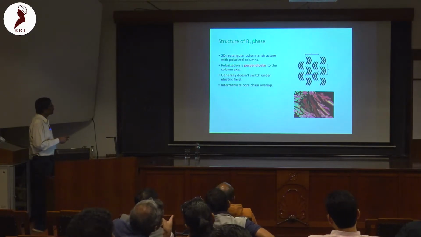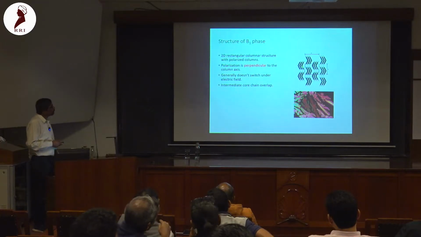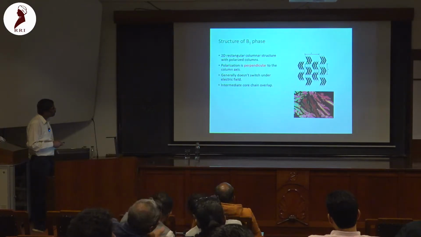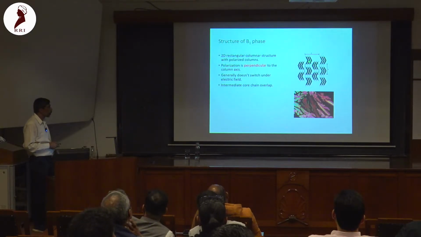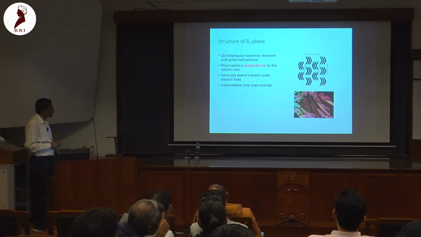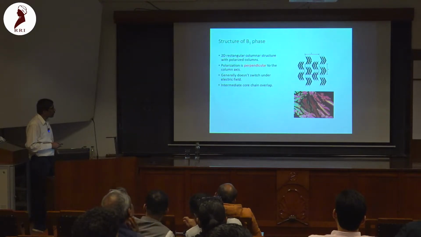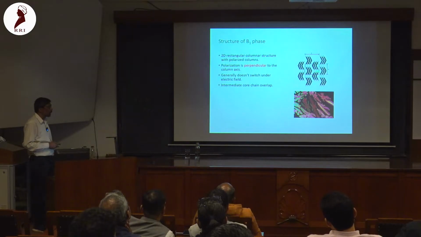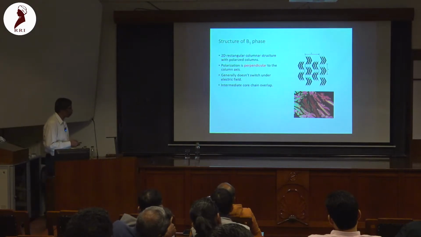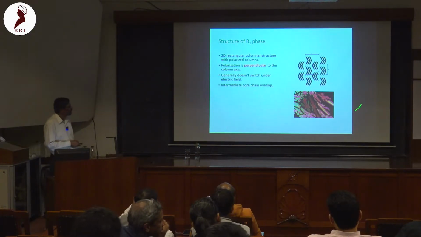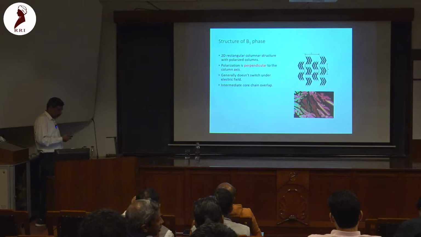And then there is another phase called the B1 phase. Here the molecules again self-organize, and they form columns. The column axis is perpendicular to the board. Here 3 molecules form a column, and here another 3 molecules form a column. These columns are arranged in a 2D lattice. Okay, so this is a rectangular lattice. This structure is also found to form for some molecules, and this is the kind of texture you will see between crossed polarizers.